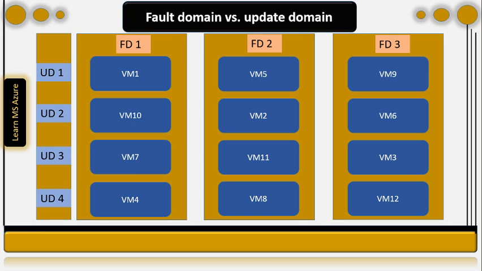So once update domain 1 is done, then it will go and update and reboot the VMs present in update domain 2. But the sequence is not clear. I mean, it can be update domain 1, it can be update domain 3, and it can be update domain 4. So that we don't know, and we don't have any control over it. But it will ensure that at least one of your virtual machines is present in a fault domain and update domain.